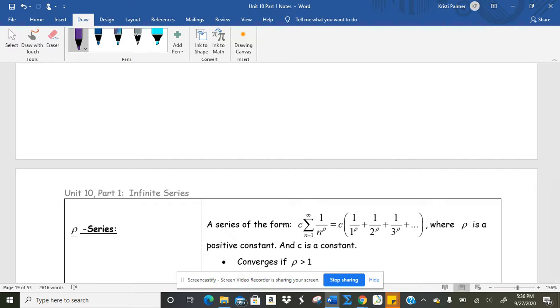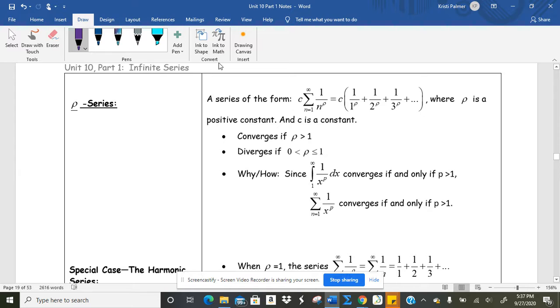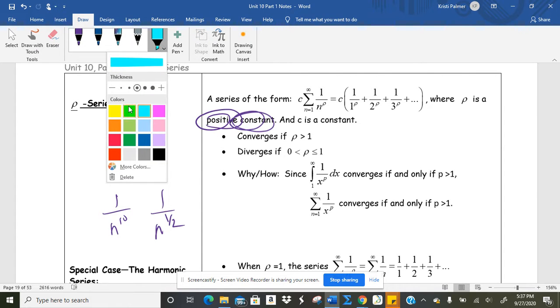Okay, but we are going to go on and go to the P series. So a P series is when you have it in the form like 1 over n to the P. So 1 over n squared, 1 over n to the 10th, 1 over n to the 1/2. All of these are going to be P series. So P, though, has to be a positive constant. So it's got to be a positive number here. And then this is what happens.